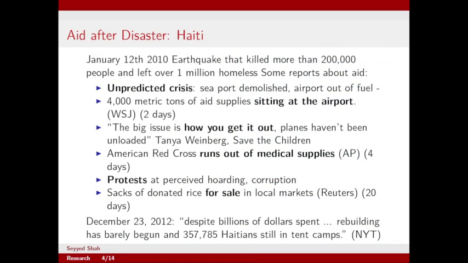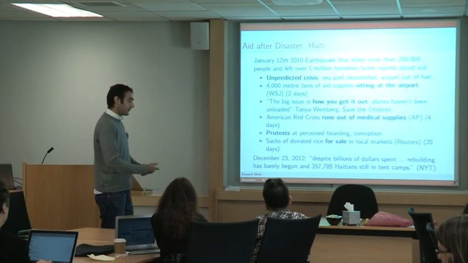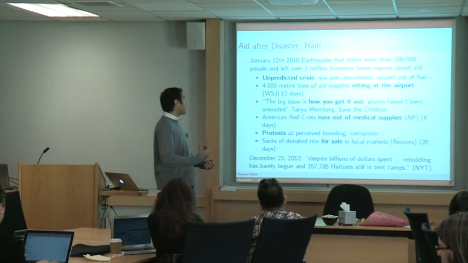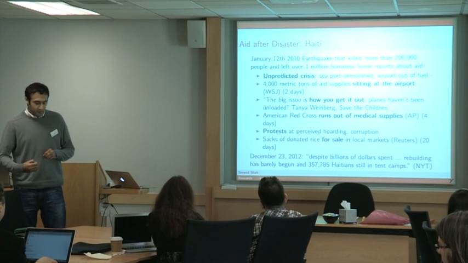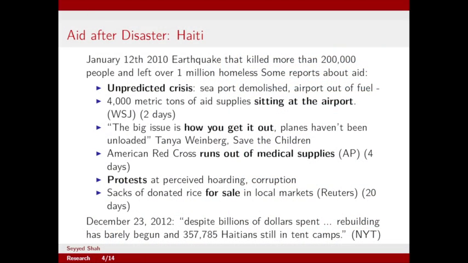And one of these is the Haiti earthquake, which killed a huge number of people and displaced an even greater number. And it was unpredicted. The seaport was demolished and the airport was out of fuel for days. So planes that were landing had to bring in enough fuel to be able to take off themselves. And 2 days after the crisis struck, there were 4,000 metric tons of aid supplies sitting in the airport.